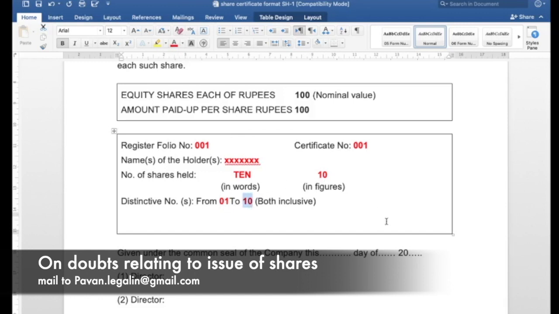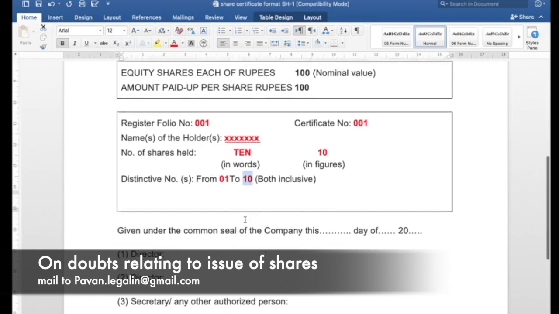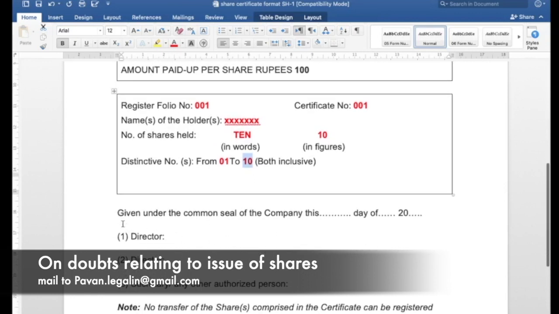Coming to the next shareholder, it will be share 11 to share 20, and to the next one share 21 to share 30, imagining every shareholder is holding 10 shares each of rupees 100. Okay, so considering in that way, distinctive numbers will go as 1 to 10, 11 to 20, 21 to 30, and so forth. So coming to the next one is given under the common seal of the company under this day.